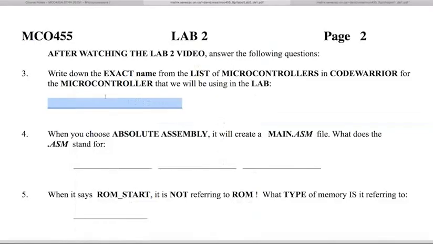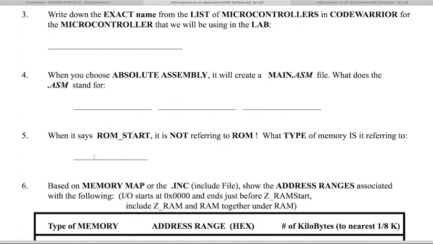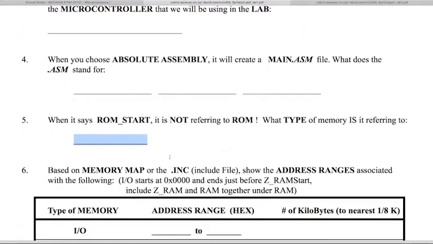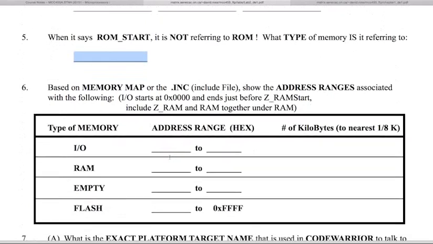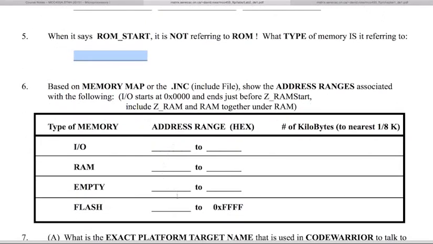So as we saw when we ran CodeWarrior, this is MC Motorola Corporation 9S08GB32. Now Motorola is now known as Freescale, but these are things that were left over. ASM again is Assembly Source Module. Now when it says ROM start, it's really referring to flash memory, and what we need to understand here is where things are. Now notice flash starts at 0xC000, and flash actually goes all the way to here.